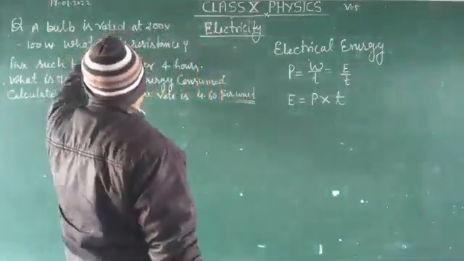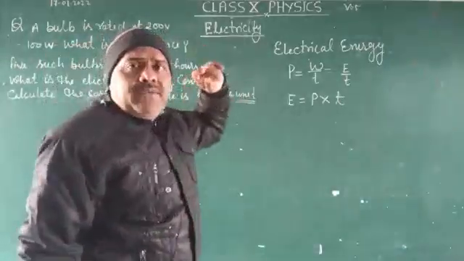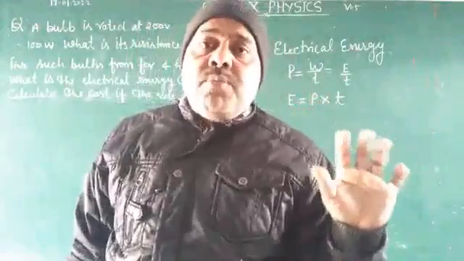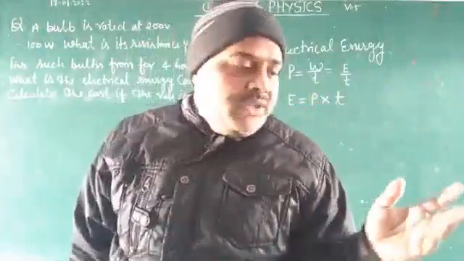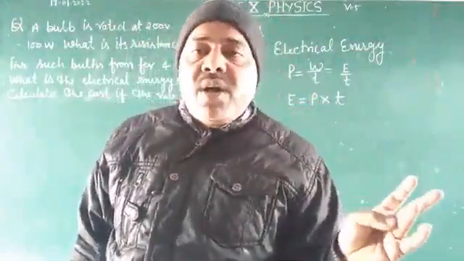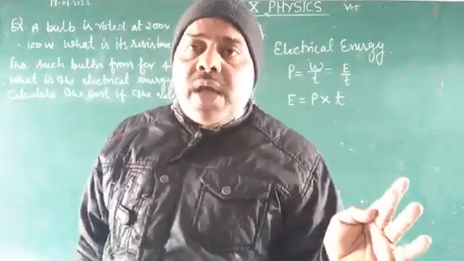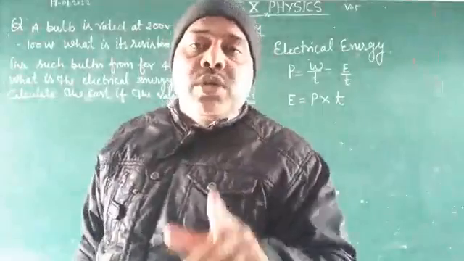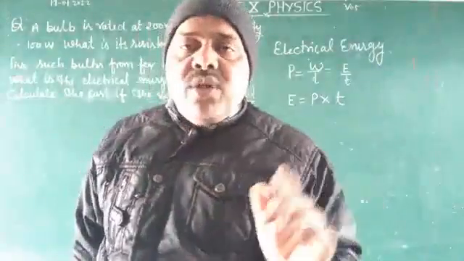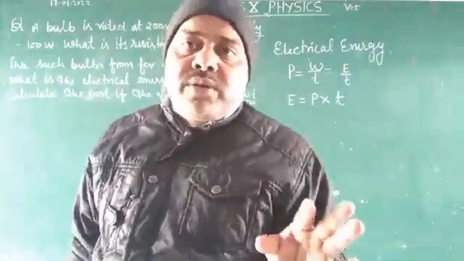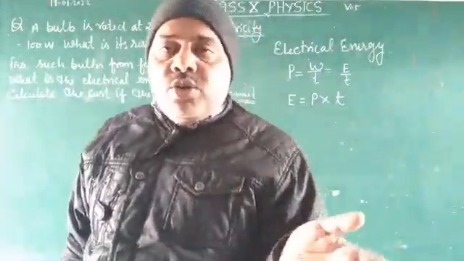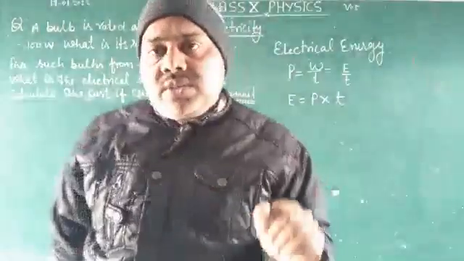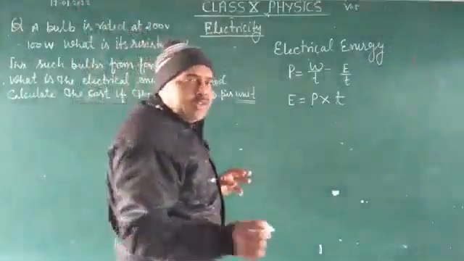Here the power is given as 100 watt and we can convert 100 watt into kilowatt. I told you there are some bigger units of electric power. One is the kilowatt, another is megawatt, next is gigawatt, and horsepower. 1 kilowatt is equal to 10 to the power 3 watt, and 1 megawatt is equal to 10 to the power 6 watt. 1 gigawatt is equal to 10 to the power 9 watt. 1 horsepower is equal to 746 watt. Okay, these are the bigger units of electric power.